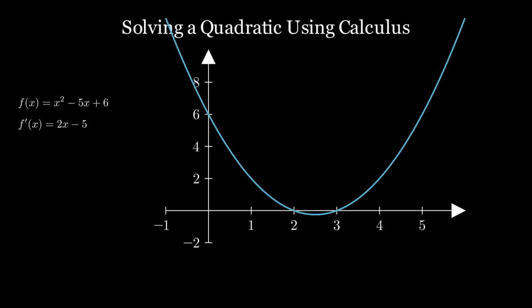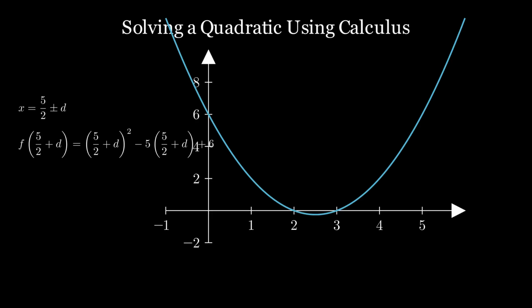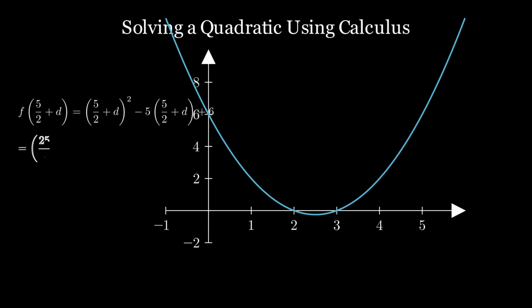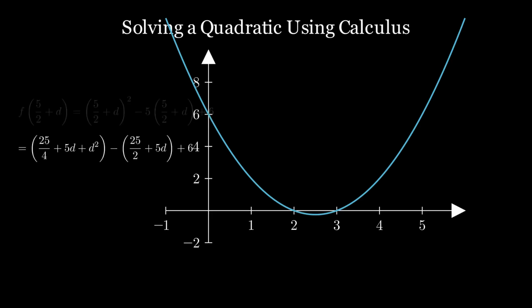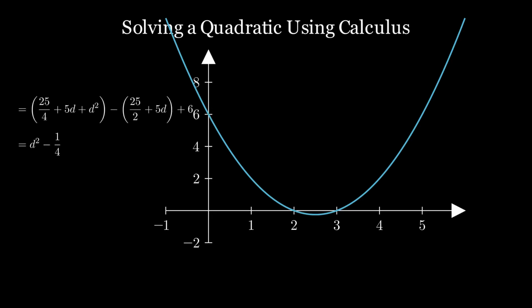Take the derivative of x squared minus 5x plus 6 to find the vertex. Set the derivative equal to 0. Solving gives x equals 5/2. Let x equal 5/2 plus or minus d. Substitute into the original function. Expand each term. Simplify the expression.